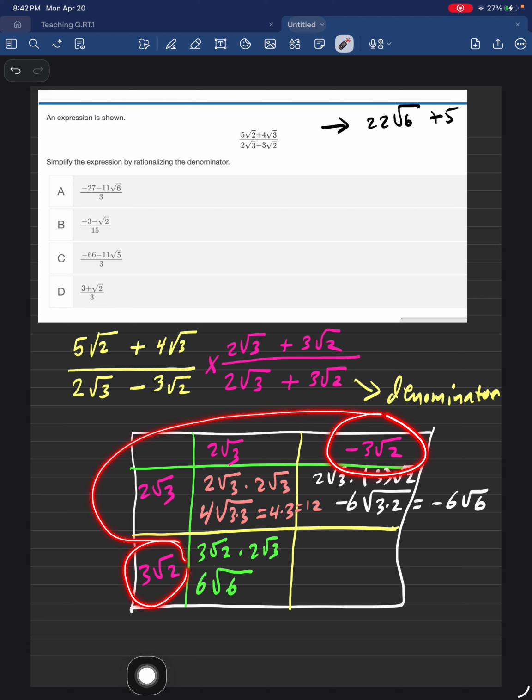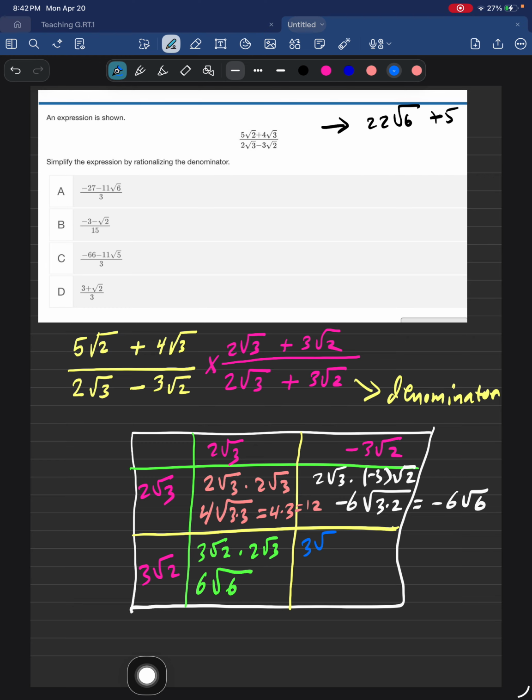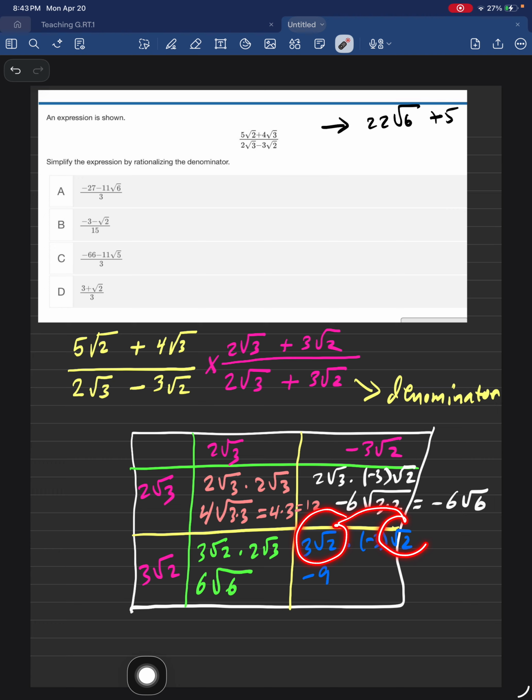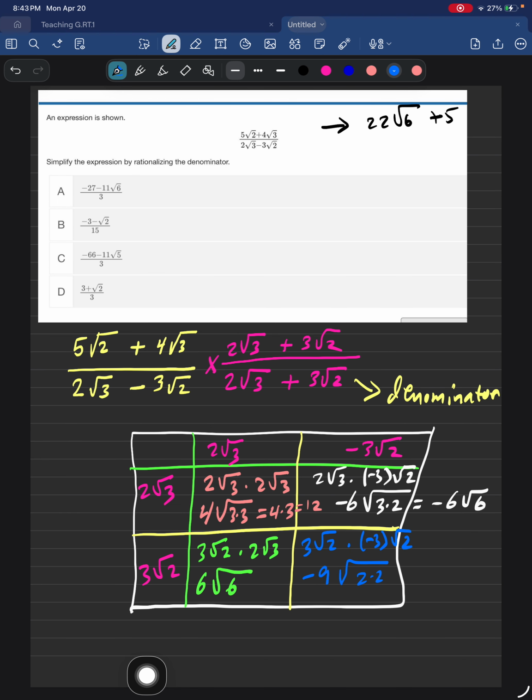Multiply 3 square root of 2 times negative 3 square root of 2. Then we end up with 3 times negative 3, which is negative 9. We have a square root on this side and a square root on the other side. So we multiply them together and take one square root. Now 2 times 2. By the definition of the square root, we end up with negative 9 times 2, which is equal to negative 18.